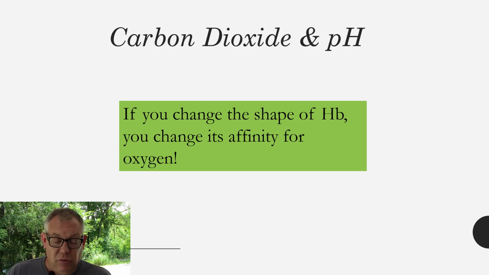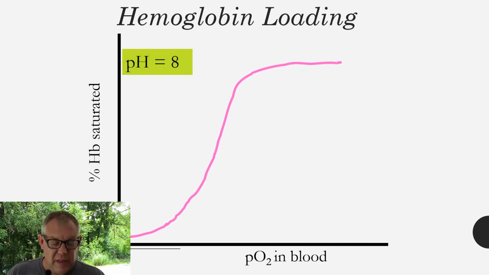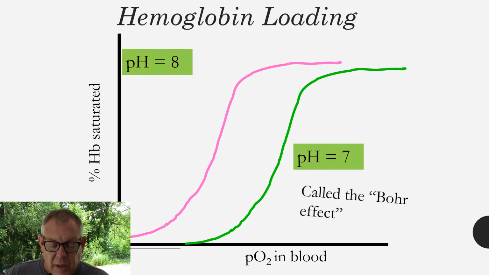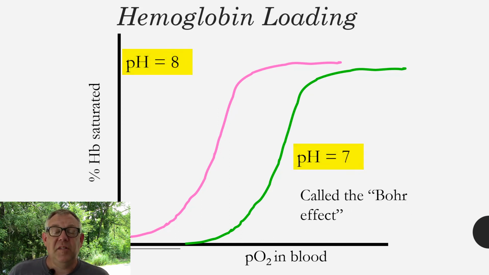And so again, I just said that if you change the shape of hemoglobin, you change its affinity for oxygen. And so this curve that I showed you earlier, let's say that that's at a pH of 8, just a little bit higher than neutral. That's the curve we're looking at. But if we've got blood that's at a pH of 7, it shifts the curve to the right. And this is called the Bohr effect. And so now compare these two curves and think about what they mean. At the green curve, at the pH of 7, does the hemoglobin have a higher or lower affinity for oxygen? Think about it.